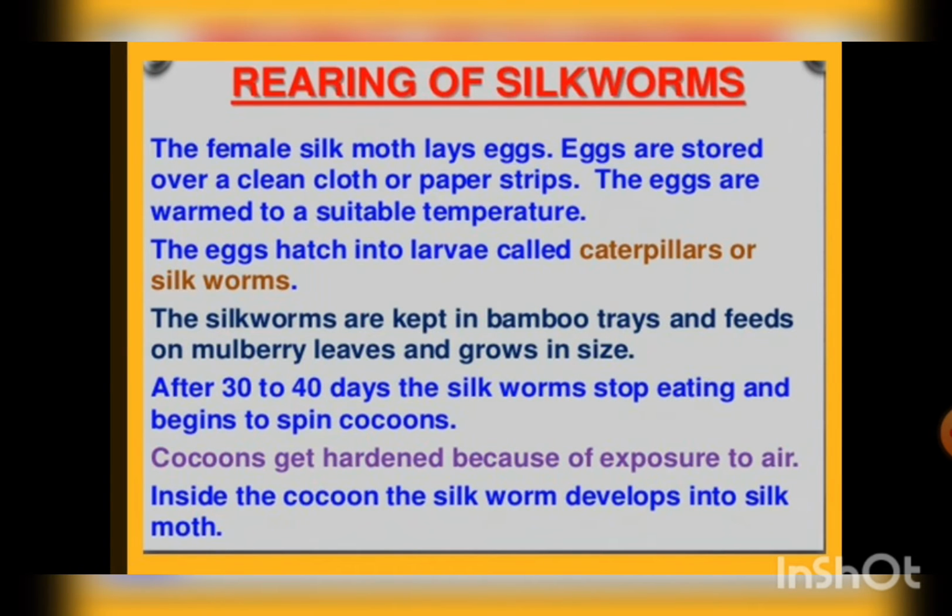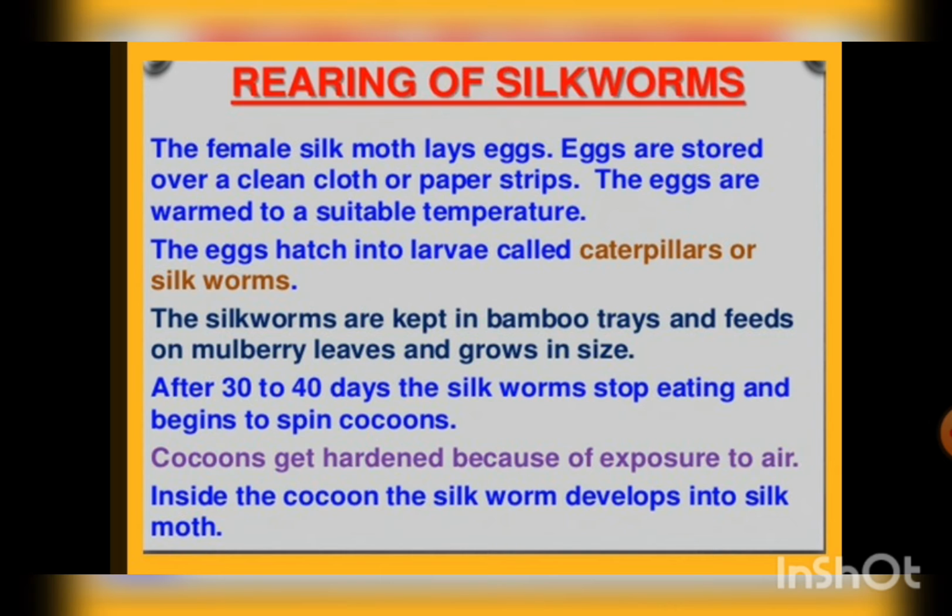The rearing of the silkworms. The female silk moth lays eggs. Eggs are stored over a clean cloth or a paper strip. The eggs are warmed to a suitable temperature. The eggs hatch into larvae called caterpillars or silkworms. The silkworms are kept in bamboo trays and feed on mulberry leaves and grow in size. After 30 to 40 days, the silkworms stop eating and begin to spin cocoons.